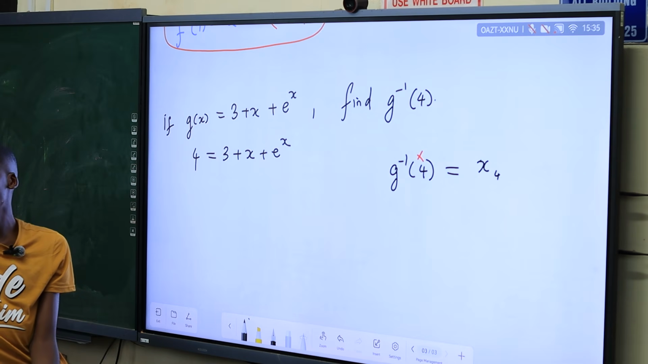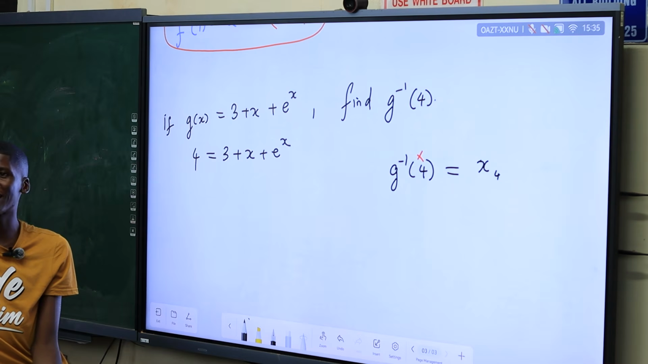So, can we find x here? For calculus 1 level, can we find x using the mathematics that you already know?